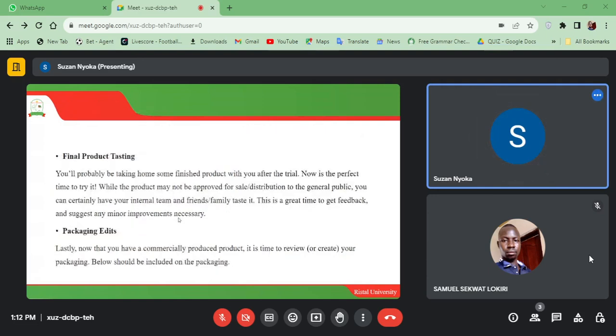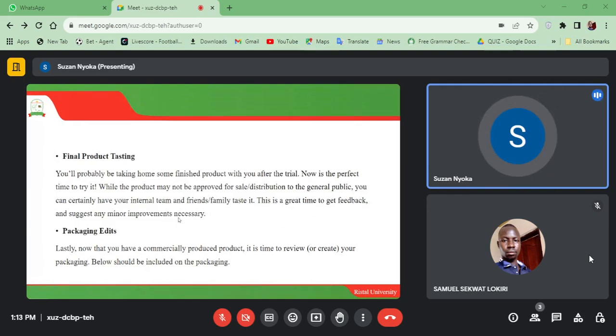And then the final product testing. You'd probably be taking home some finished product with you after the trial. Now is the perfect time to try it. Where the product may not be approved for sale or distribution to the general public, you can certainly have your internal team and friends and family test it. This is a great time to get feedback and suggest any minor improvements necessary.